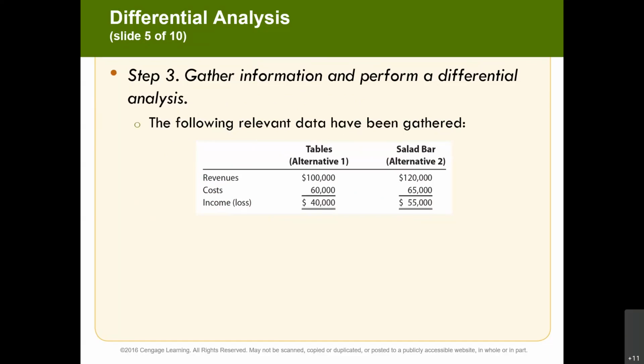Alternative two, by installing a salad bar, we would see a potential increase in revenues to $120,000. Of course, with additional supplies, we would expect our cost to increase to $65,000, and our potential income from installing a salad bar in this example would be $55,000. So that's step three, to gather your relevant information.